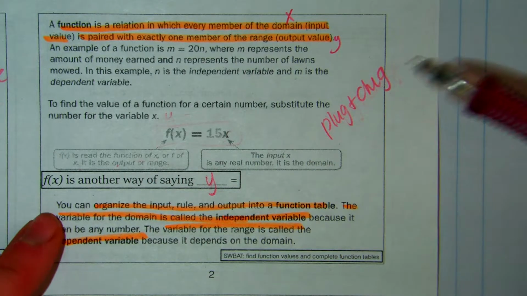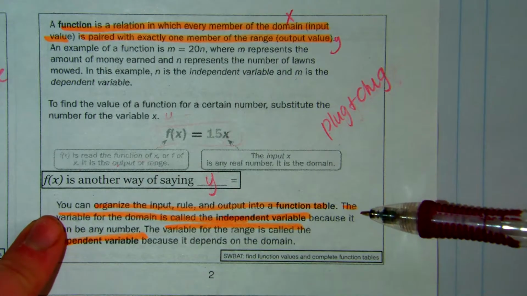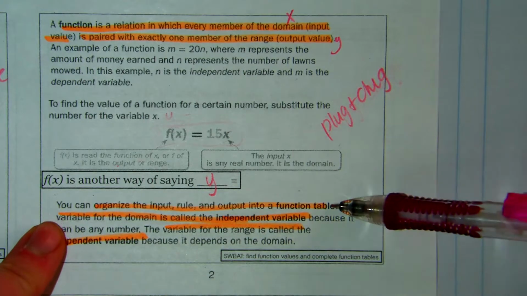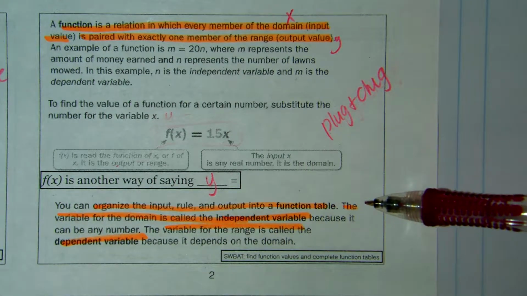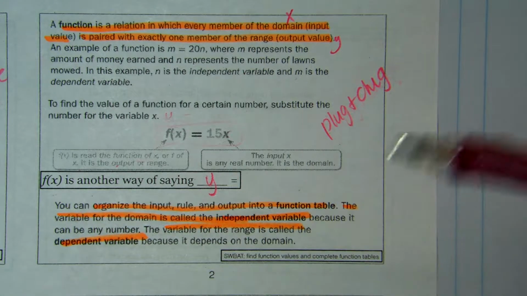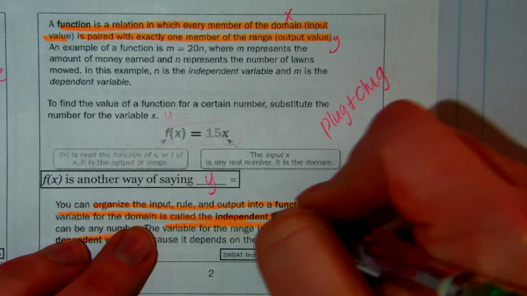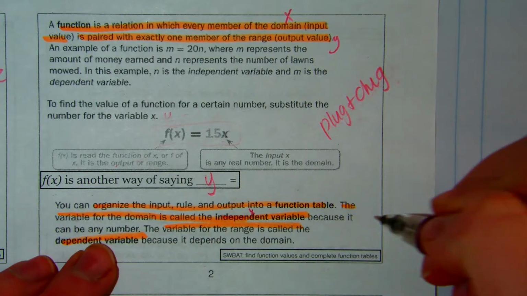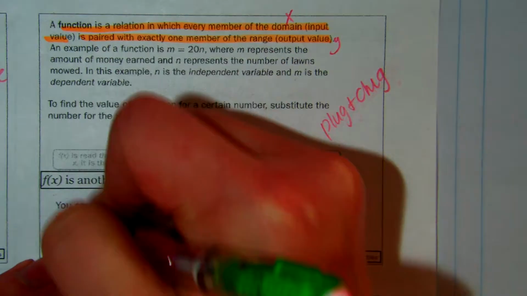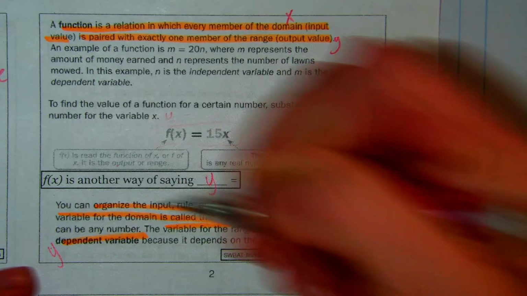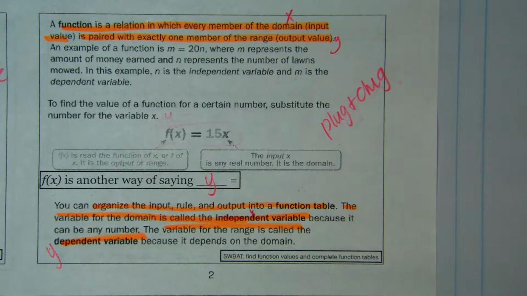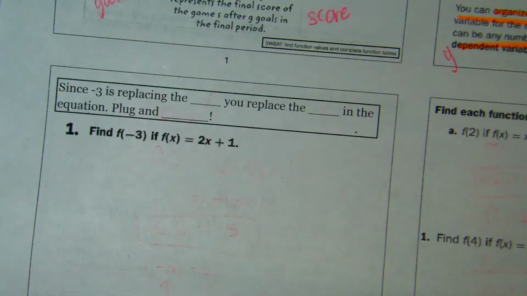You can organize the input, rule, and output into a function table. We'll see that on the back. The variable for the domain is called the independent. So domain and independent, or domain and x, go together because it can be any number. The variable for the range is called the dependent, or the y, because it depends on the domain. So let's go practice some in here.